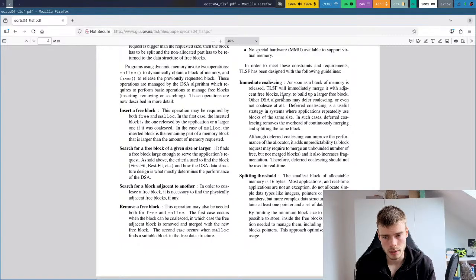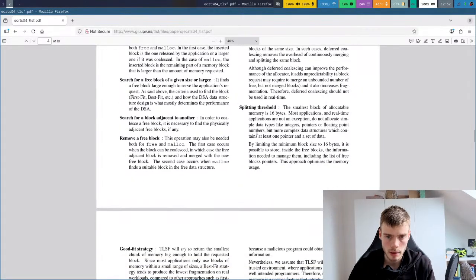In such cases, deferred coalescing removes the overhead of merging and splitting the blocks. Although deferred coalescing can improve the performance of the allocator, it adds unpredictability. A block request may require merging an unbounded number of free but not merged blocks, and it may also increase fragmentation. Therefore, deferred coalescing should not be used.